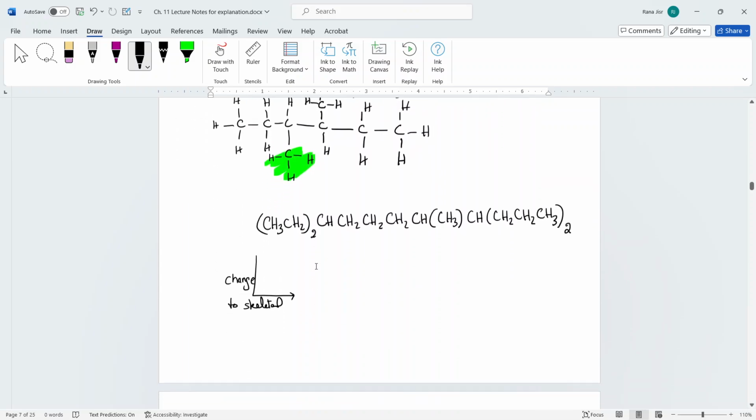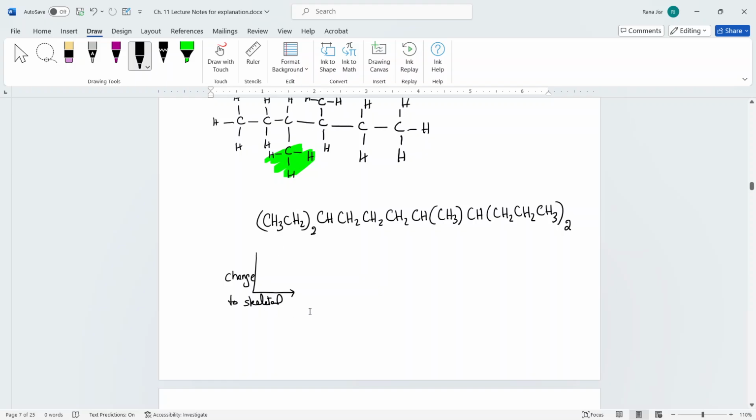Let's have another example. So this one, I want to change it into a skeletal. So to change it into a skeletal, remember what we said. We're going to neglect anything in parentheses if it is a CH3 or a CH2, anything other than a CH2 in parentheses, so just neglect it. And start numbering from this carbon. So that's going to be 1, 2, 3, 4, 5, and 6 in there. So I have my 6 carbons. So I'm just going to go ahead and draw my 6 carbons. 1, 2, 3, 4, 5, and 6.